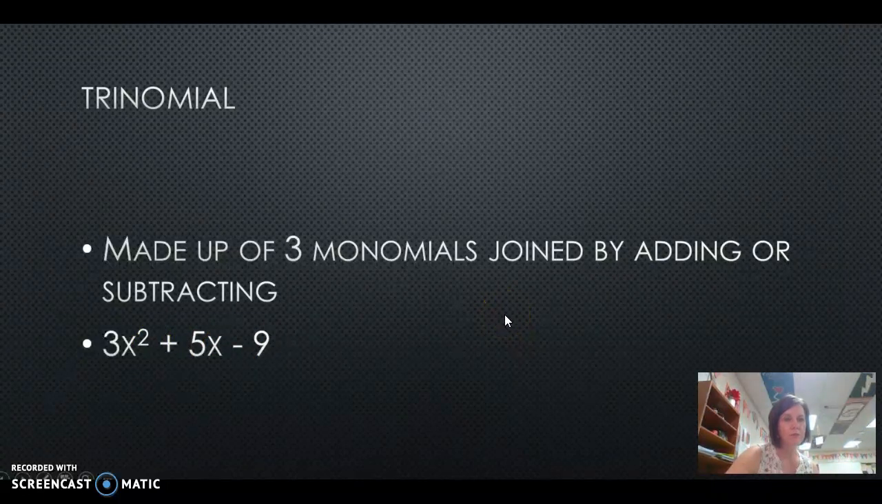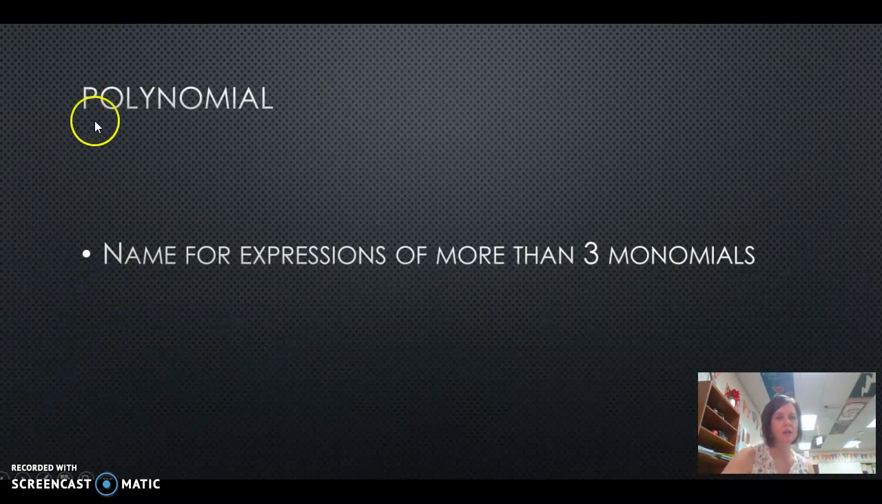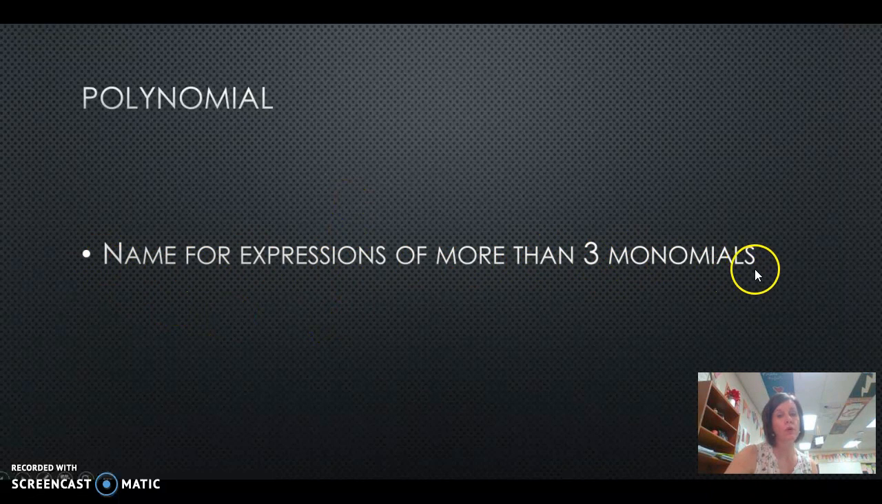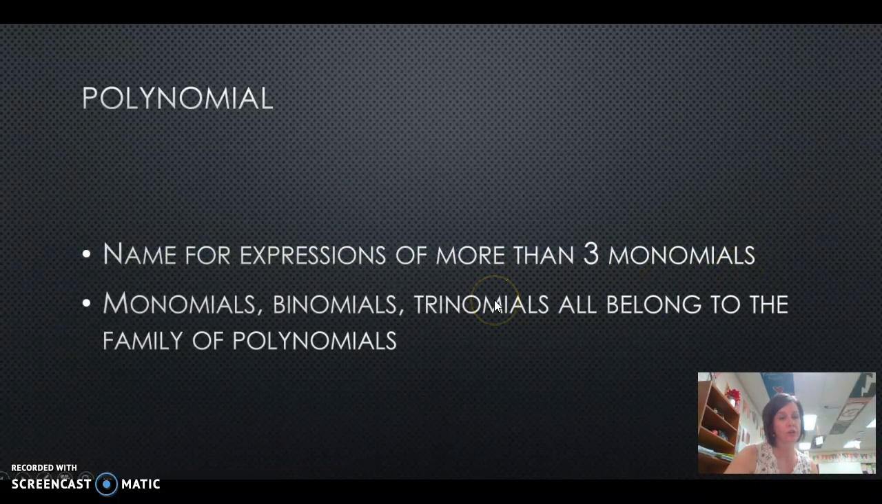And then all of these nomials that we've talked about belong to the family of polynomials. The prefix poly means many. And so when we call an expression a polynomial, then that means that it has three or more monomials or terms. And so monomials, binomials, trinomials, just like I said, all belong to the family of polynomials. And anytime it has more than three terms, we just call it a generic polynomial.